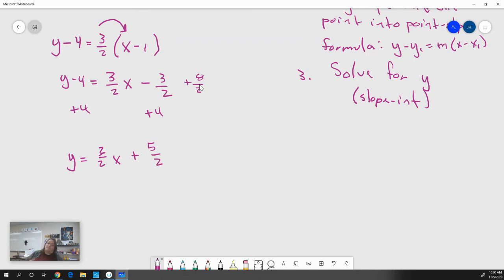Now, I just made up numbers, which was why we got a fractional answer, but it still works. I still know now that my y-intercept is at 5/2 and my slope is 3/2, which means I'd go up 3 and then to the positive side 2. But that's all we have to do to write the equation from 2 points on a graph.